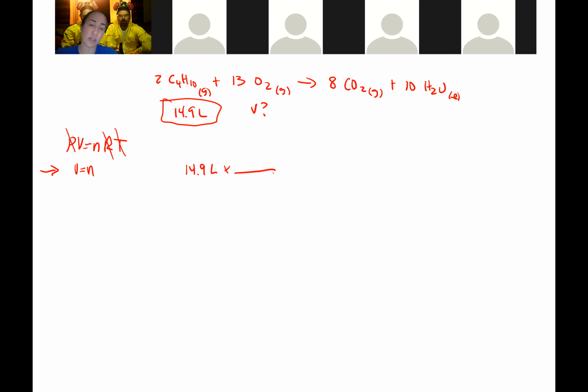No. Okay, so look, 14.9 is the starting material. That's butane, but that's the starting material, that's how much we have. But remember, this is the balanced equation. So stick just to my question. If I have 2 moles of butane in this balanced equation, how many liters of butane would I have in this balanced equation?